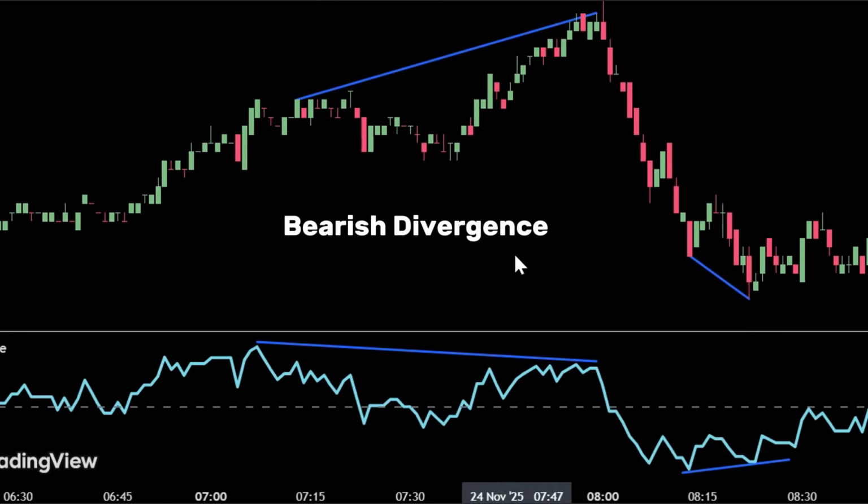Second, bearish divergence. Look at this part. Price makes higher highs, but RSI makes lower highs. This tells us that buying momentum is fading and sellers could take control. For example, after a quick rally, RSI drops while price makes a new high, signaling a potential scalp opportunity.